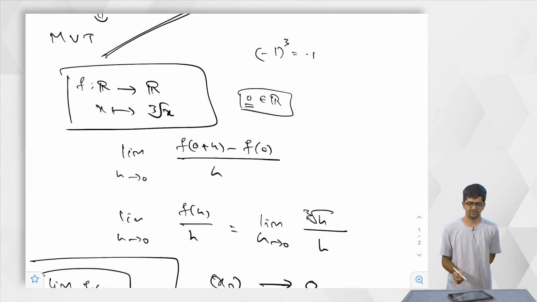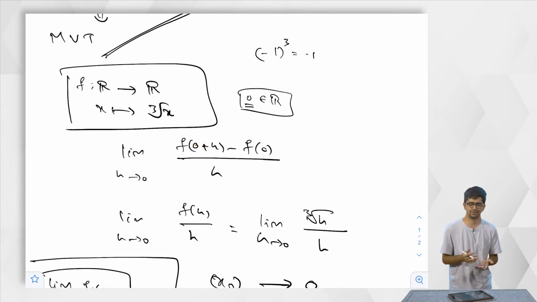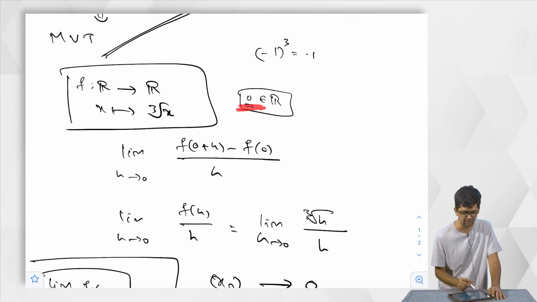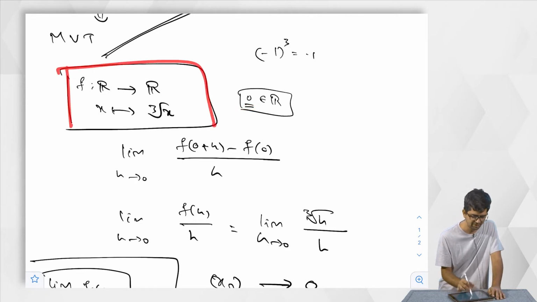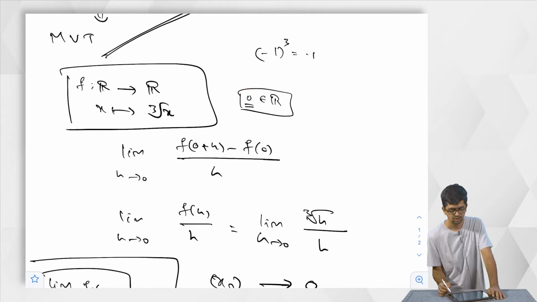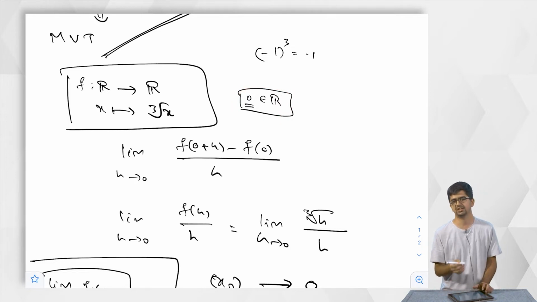See, one reason why we have started with 0 is f of 0 is 0, so we can really get rid of this. 0 plus h is h, so we can just remove this. So, that is an easy place to start. That is why we have started with this 0 point. So, we have seen that for this function cube root of x, it is not differentiable at 0. So, is it differentiable at any other point? That I am leaving you as an exercise.